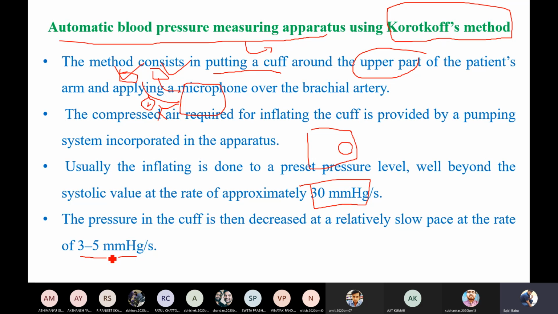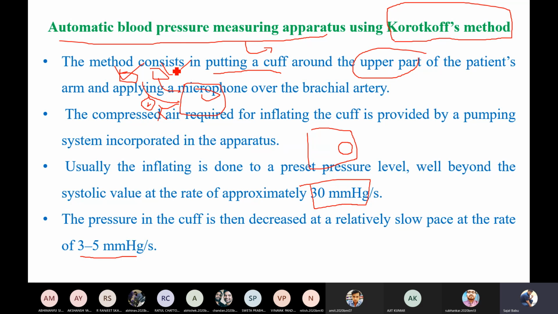So it will start deflating, and the microphone is going to listen for the Korotkoff sound, and the pressure sensor will display the pressure on your display. It is going to measure the pressure in the cuff and display it on the display, LCD or LED, whatever display you have on the equipment. There is no use of any pump here. Now it will listen for the sound, and it will display the reading. It will display the pressure value continuously on the display.